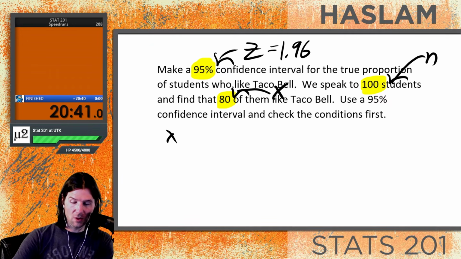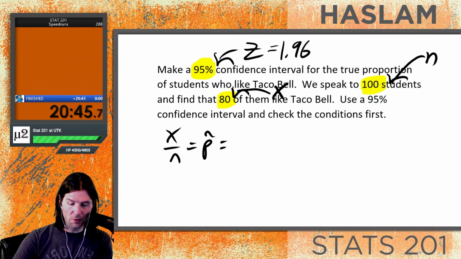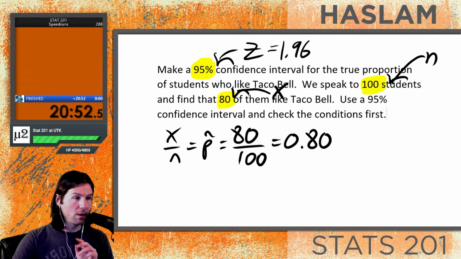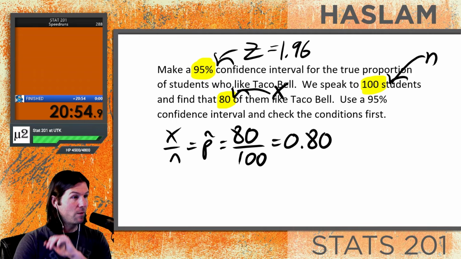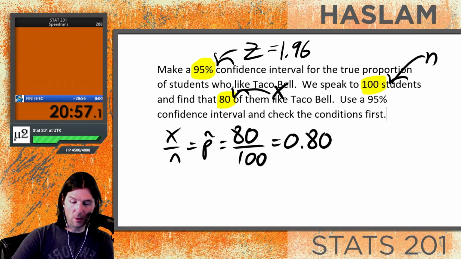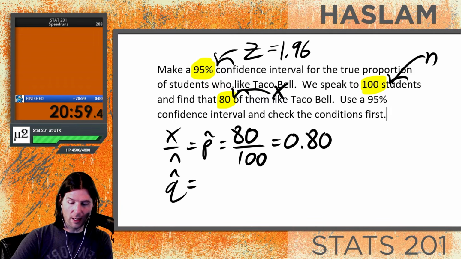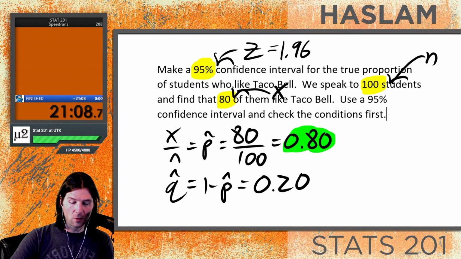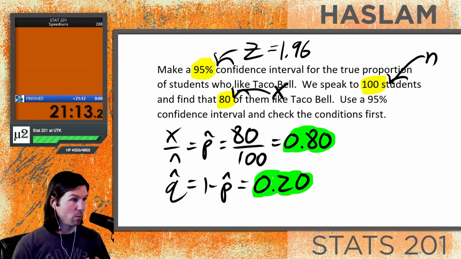So now from x over n, we can get p hat right here. So p hat is equal to 80 over 100. Nice and easy mathematics today. And we can get here that p hat is equal to 0.80. Now, as soon as you find p hat, you need to find q hat. q hat is just going to be 1 minus p hat. So q hat equals 1 minus p hat. And that works the same for q. So whenever you find p hat and q hat, make sure they add up to 1. And I think we have all the notation we need now.